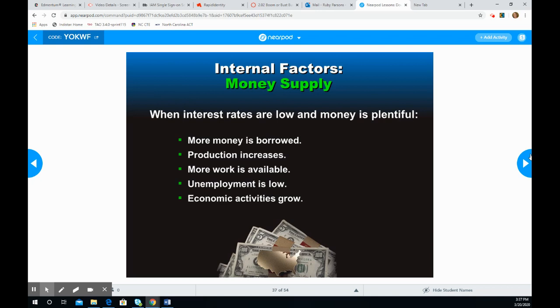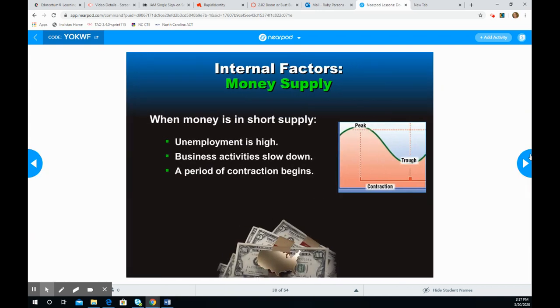When interest rates are low and money is plentiful, people have lots of money and more money is borrowed. Production increases because we want those goods and more work is available. Unemployment is low because everybody has a job, and economic activities are growing because people are spending money. When money is in short supply, unemployment goes up because people aren't working. Business activities slow down because people aren't working and aren't spending money, and a period of contraction begins.